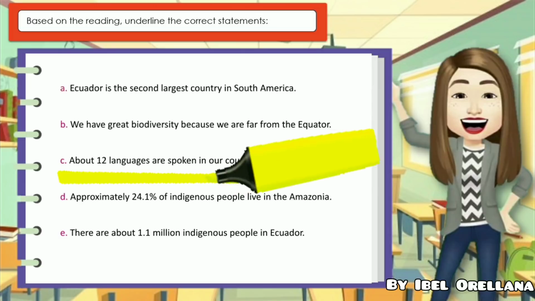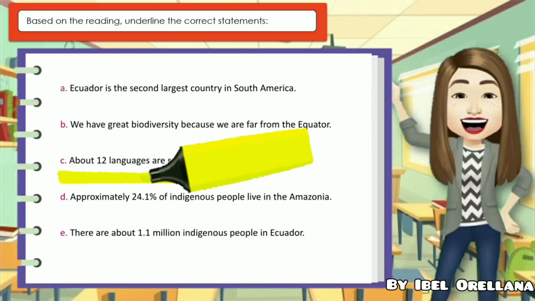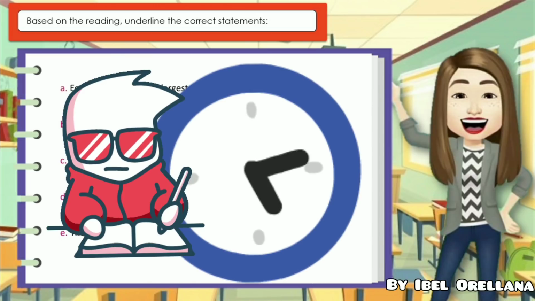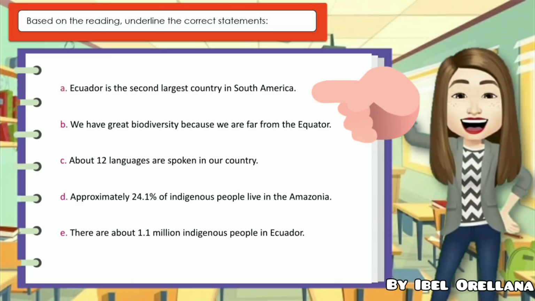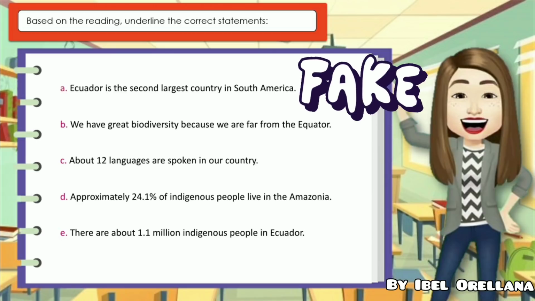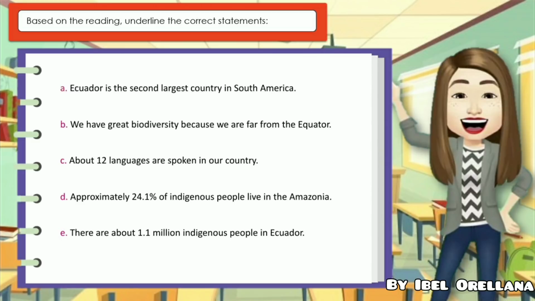Activity 3. Based on the reading, underline the correct sentences. Now do it by yourself, then compare your answers with me. Ahora hazlo por ti mismo, luego compara tus respuestas conmigo. A. Ecuador is the second largest country in South America. Ecuador es el segundo país más grande en Sudamérica. This fact is false. Este aspecto es falso. En ese caso, no lo vamos a subrayar, ya que el Ecuador es el segundo país, pero más pequeño en Sudamérica. Ecuador is the second smallest country in South America.